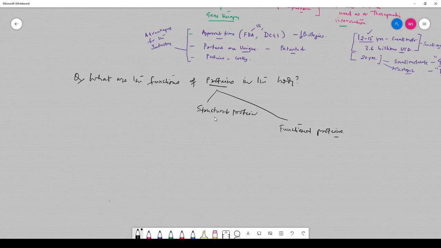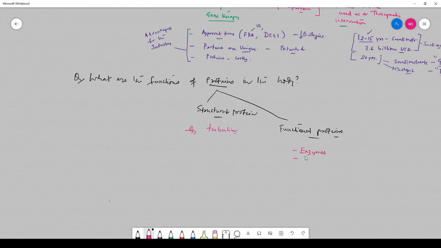Okay, proteins have got a structural role and a functional role. Let's take some examples. An example of a structural protein would be tubulin. And functional proteins, what could functional proteins be? Functional proteins could be enzymes.